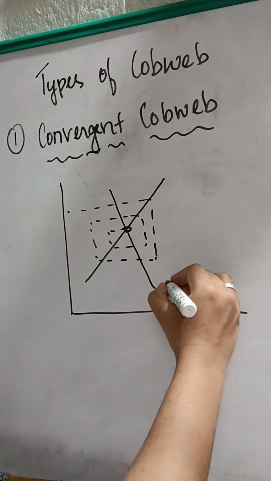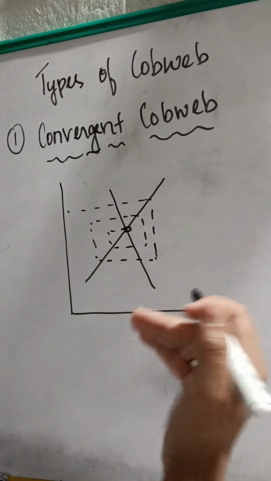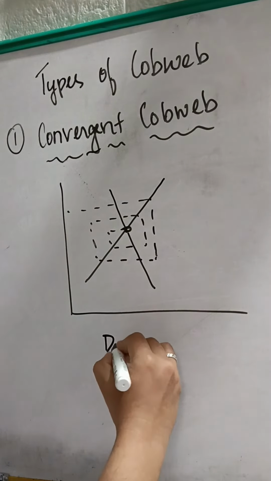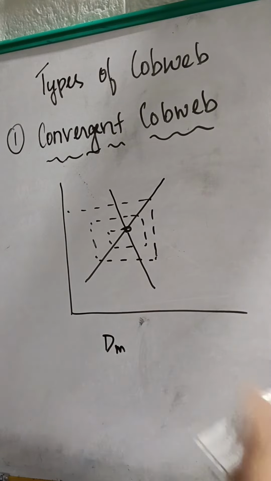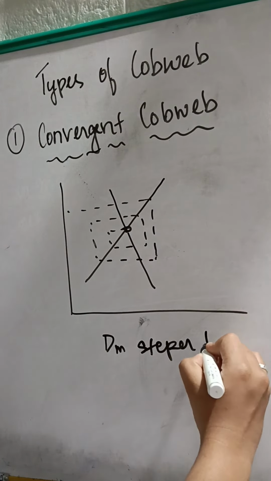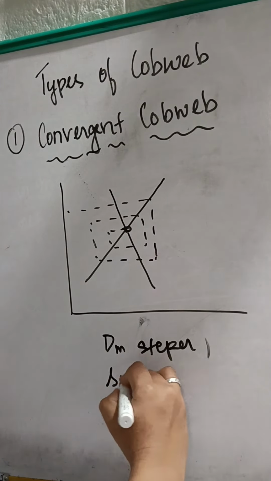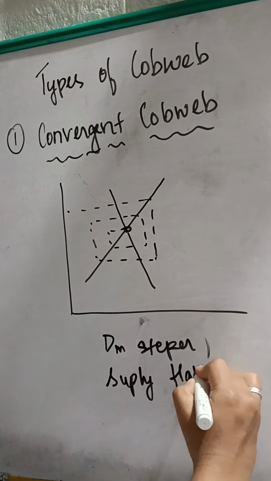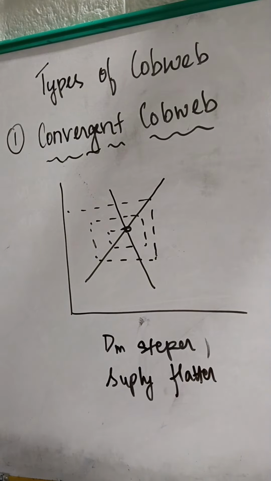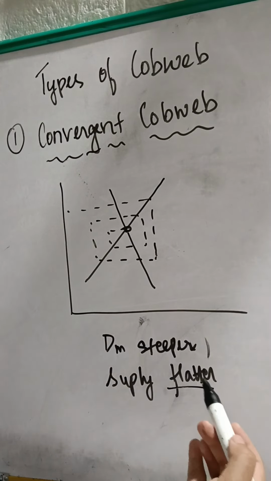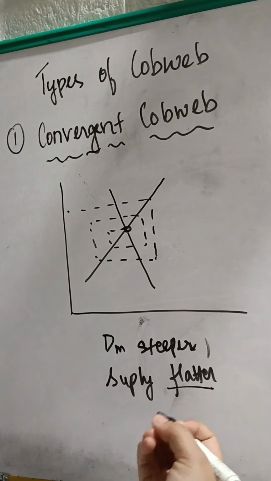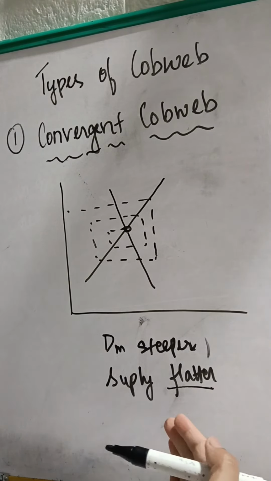In this case, our elasticity of demand is greater than elasticity of supply. Demand curve is steeper and supply curve is flatter. Because supply is flatter, less elastic than demand, it means that the producer does not overreact to price change. They will gradually, slowly react to the price.